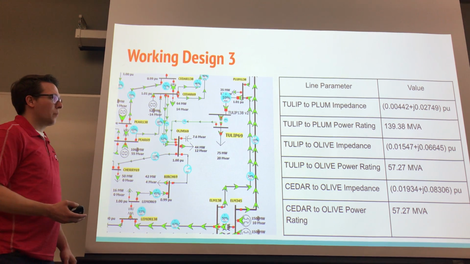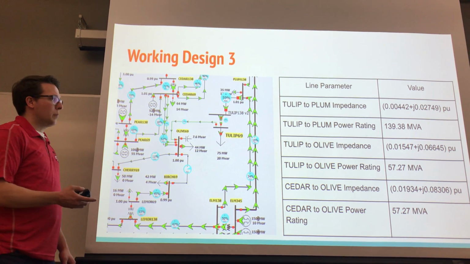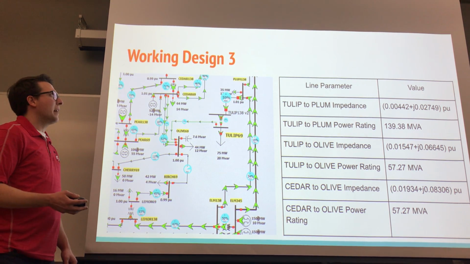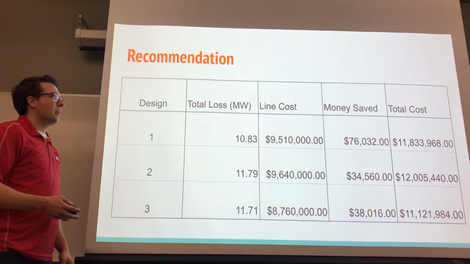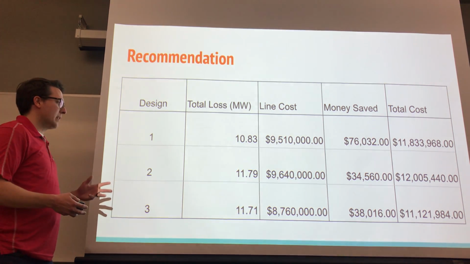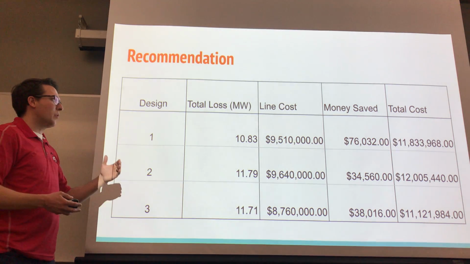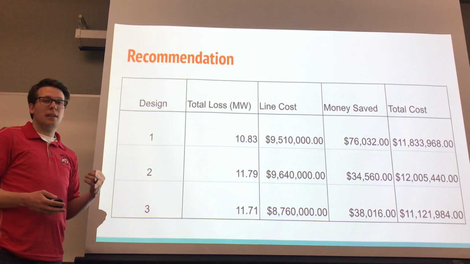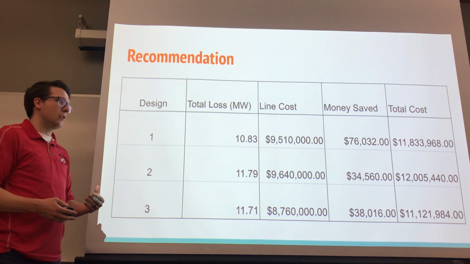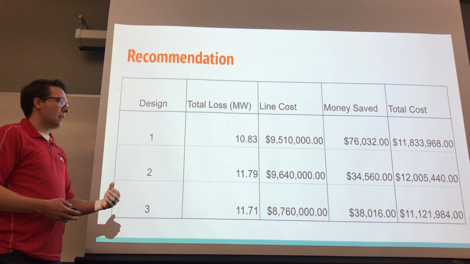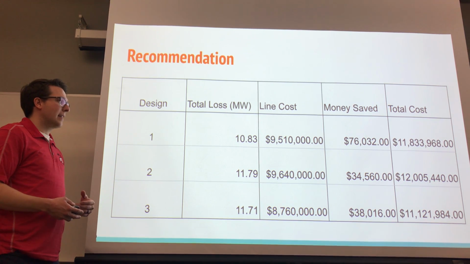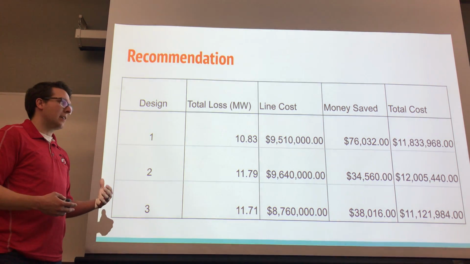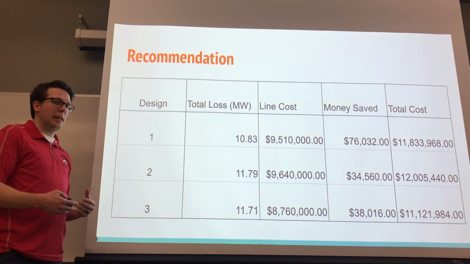For our last design, design 3, we used Tulip to Plum and Tulip to Olive. Then finally, based on the second table you see here, on the three designs, we have the total losses. As you can see, design 1 had the least amount of losses throughout the whole circuit. And then the next table, the line cost, gives you the number for all the lines we used combined, how much that costs, because the cost between the lines varied.